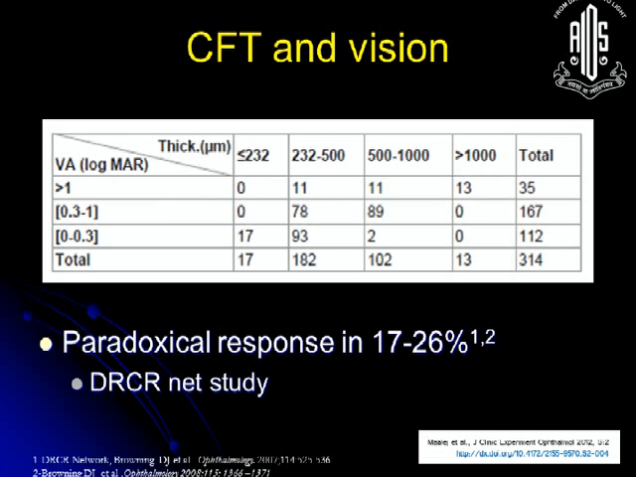But then the DRCR network also reported that there could be a paradoxical response in 17 to 26% of patients. So CFT alone should not be used as a criterion. We have to keep this in mind, that there could be a paradoxical response in certain groups of people.